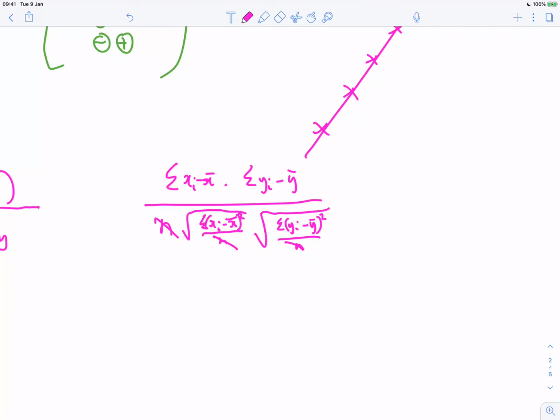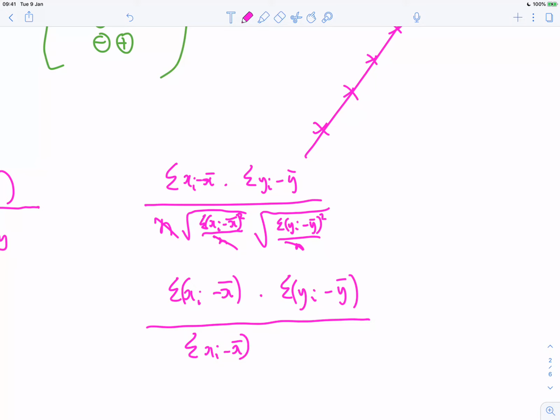And now you've got the sum of xi minus x bar on the top times the sum of yi minus y bar on the top. And then this is all over the sum of xi minus x bar squared square rooted times the square root of the sum of yi minus y bar squared. Stuff's going to cancel down to 1 or minus 1. Can you see how, depending whether you take the positive or negative square root, these will cancel, and you're going to be left with 1 or minus 1?